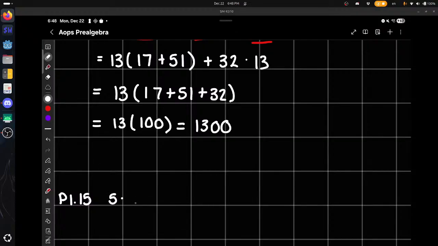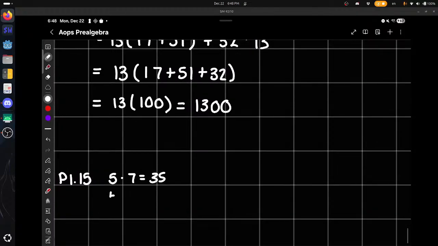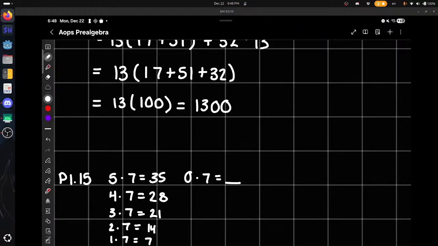So consider the multiplication facts below. 5 times 7 is 35. 4 times 7 is 28. 3 times 7 is 21. 2 times 7 is 14. 1 times 7 is 7. And then we're saying 0 times 7 is what? Well, I noticed just from high school that it's 0. Find the pattern in the multiplication answer. So that's the problem they want us to solve.